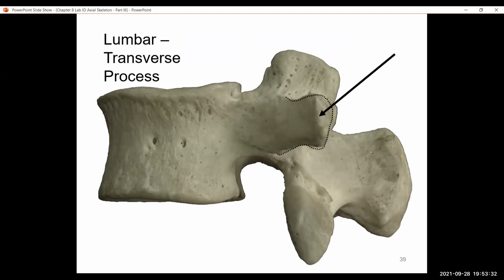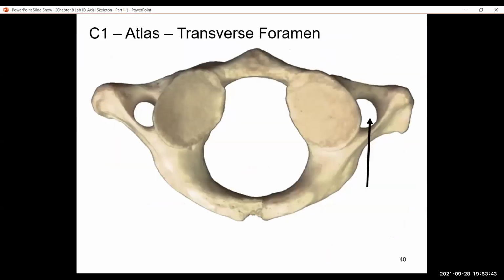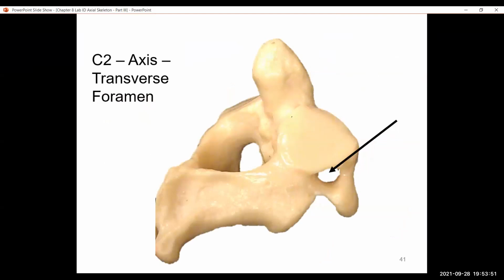If I'm going fast, I apologize, but you can always replay the videos if you need to. And a lot of this should already be labeled, as we went through this before last week. All right, here's the C1 atlas. There's a transverse foramen, okay? It sits just lateral to the lateral masses there. Then you can see the transverse foramen on C2.